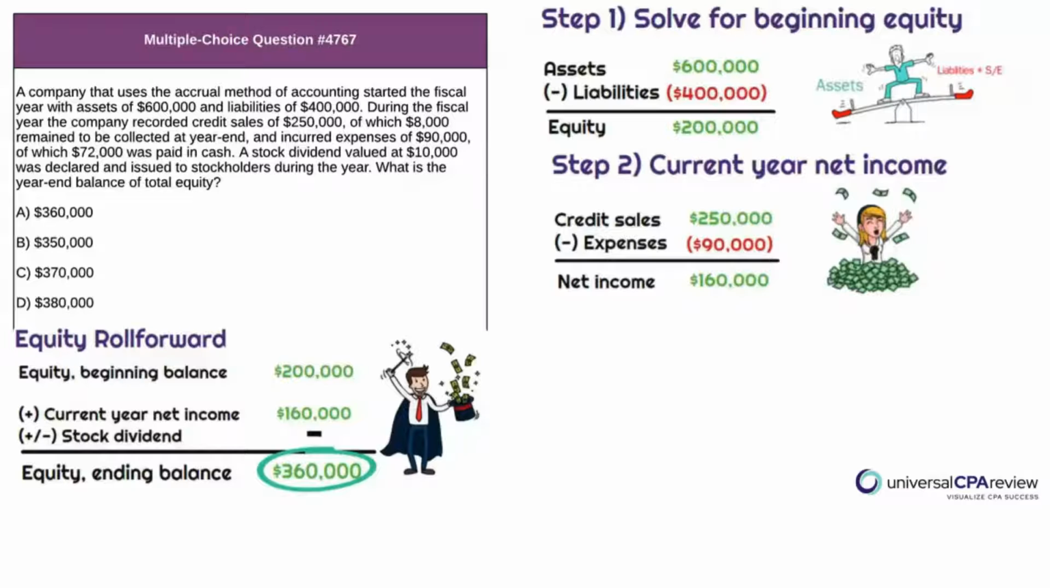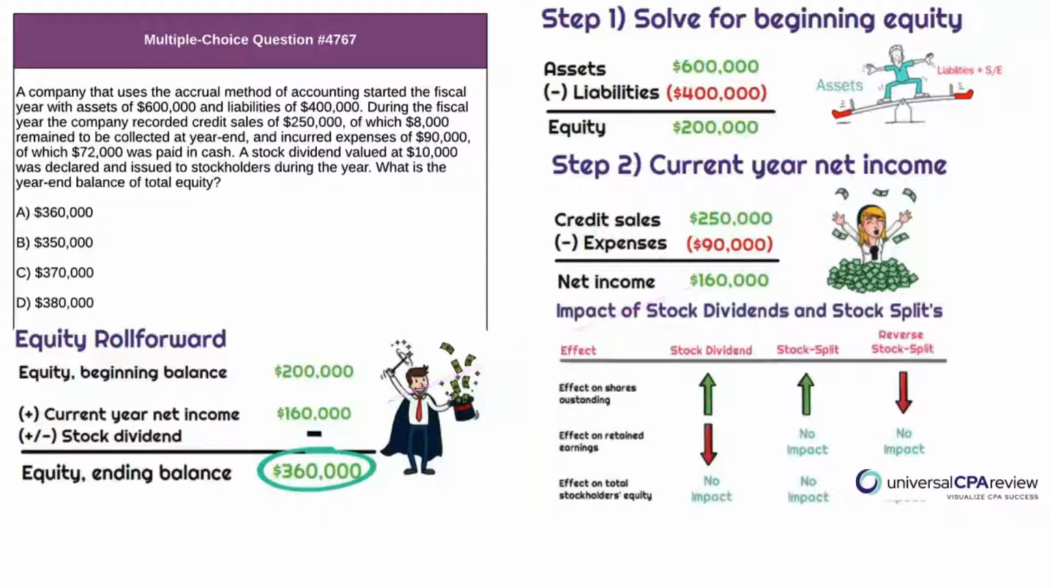So as you can see in step 2, we just take credit sales of $250,000, subtract the expenses of $90,000, and that gives us net income of $160,000. And since we have positive income, that's going to increase our retained earnings balance. And honestly, that's going to also increase our equity balance. So you can see in the bottom left, that's plus $160,000 for net income generated during this year.